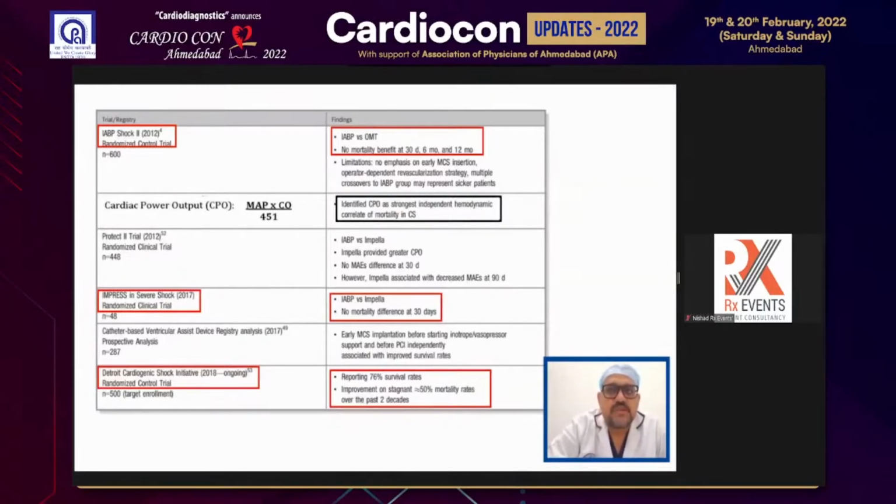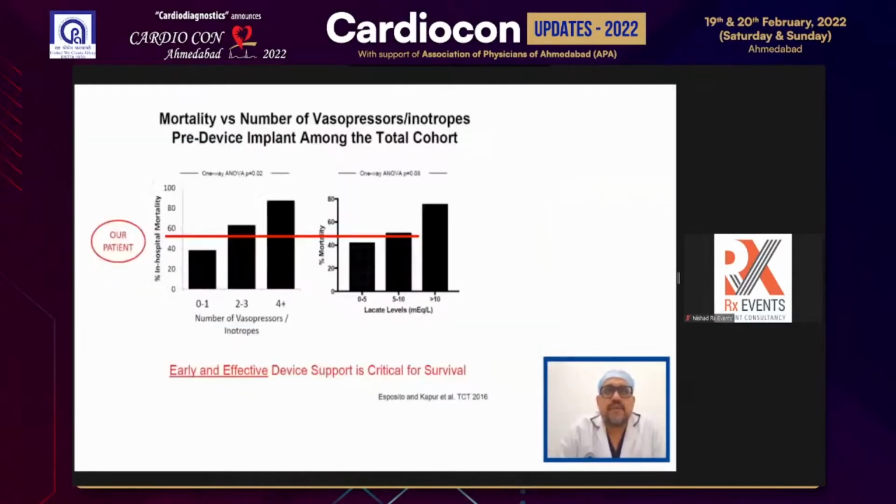Then the most significant thing which occurred in the field of cardiogenic shock was the Detroit Cardiogenic Shock Initiative, and with their protocolized approach to the problem, they managed to improve the survival rate for cardiogenic shock post-MI to 76% from 50%, for the first time in 2 decades. And this was a real eye-opener for all of us. So early and effective device support is critical for survival.